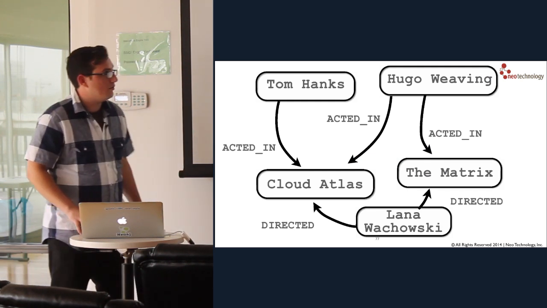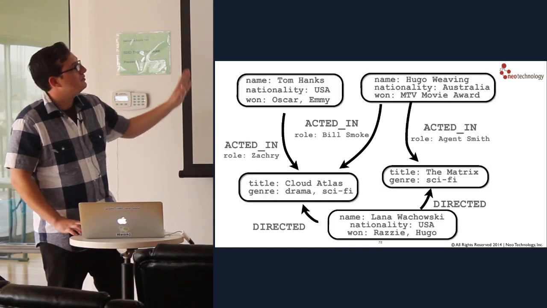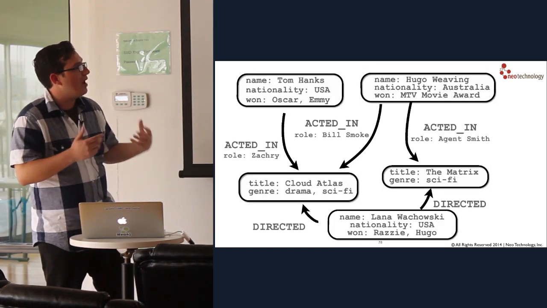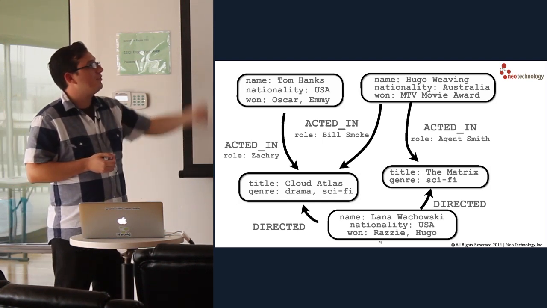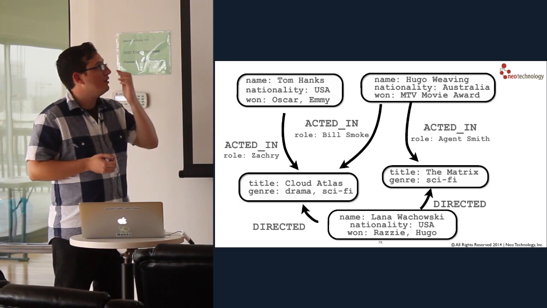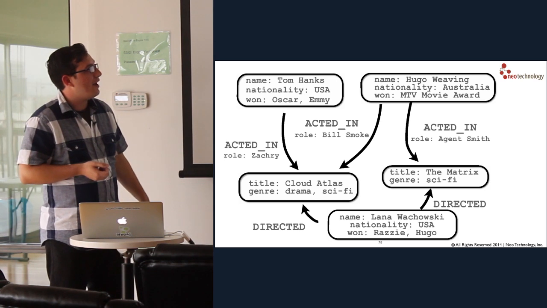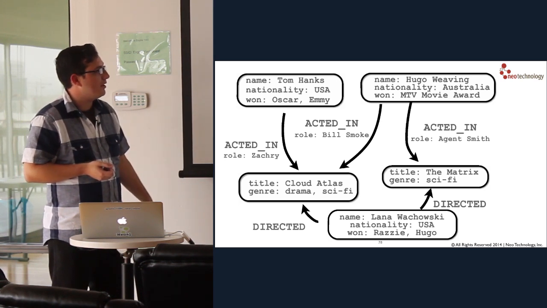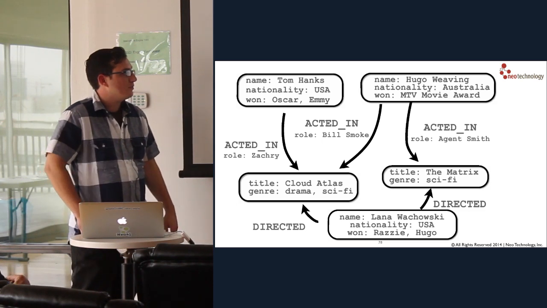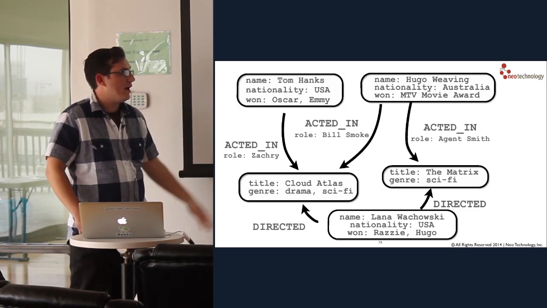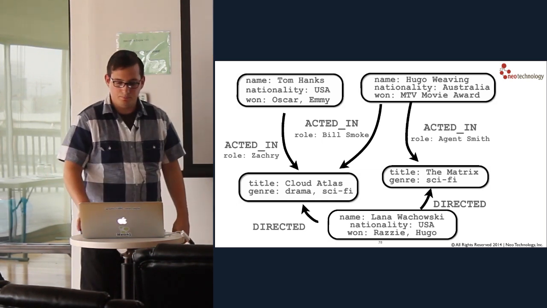So here's our movie graph again, and here is some more information that helps describe this model. We have Tom Hanks and Hugo Weaving at the top. We have some properties here like nationality, and the awards that they've won. We have, again, the roles that they have acted in, and the movies that they played in. We've added genre as a property. And on the director, we have the same as the people up top: nationality and the awards that they've won.